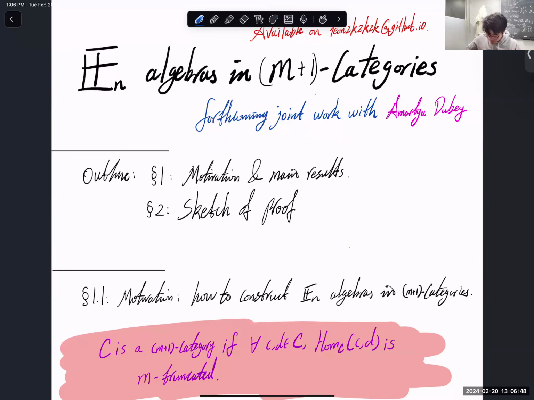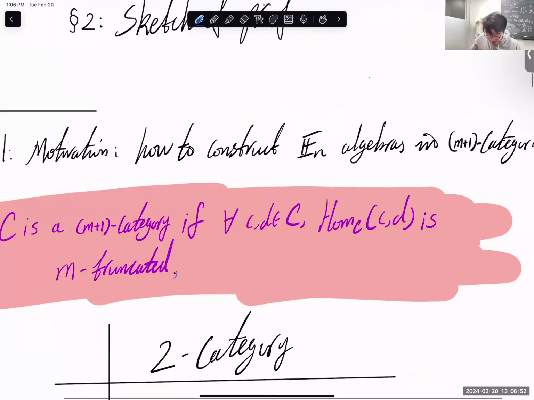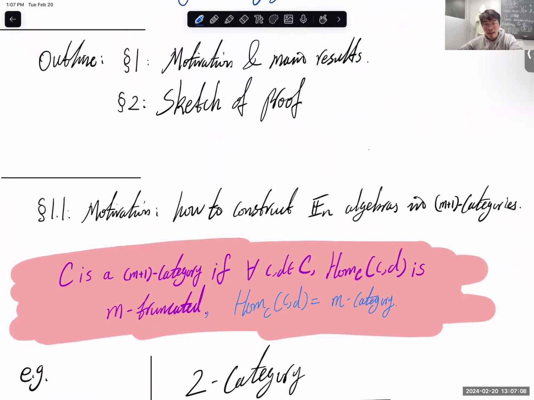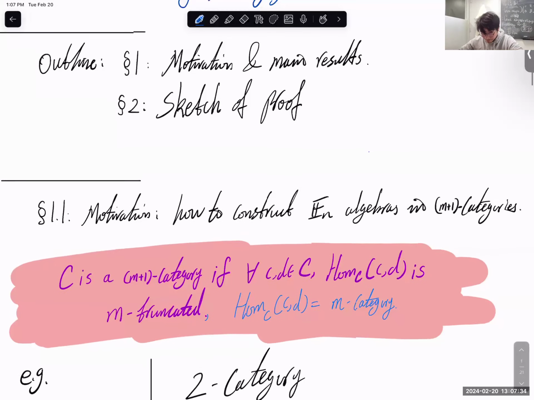Another way to think about this, if you want the inductive definition, is that the hom between C and D is an M category. So it's an inductive definition. For the experts here, since I'll talk about EN algebras, which only see the invertible part of a category, you only see the groupoid part, and that's why M-truncated already suffices as a space. Does that make sense, everyone? I think everyone is familiar with the notion of a one-category, and hopefully people have seen 2-categories before.